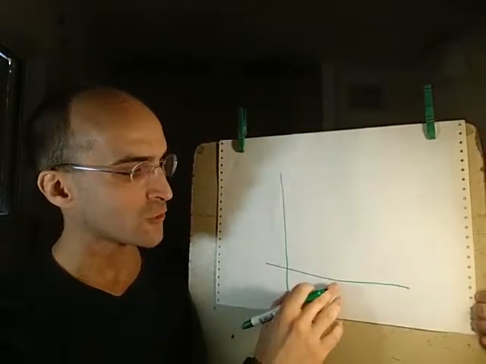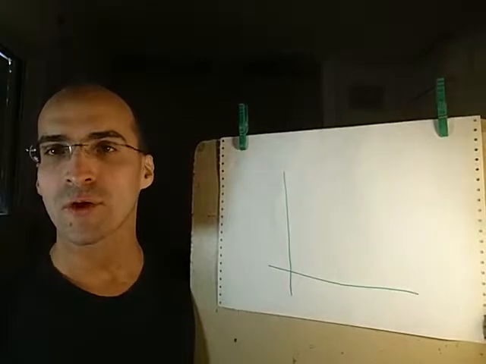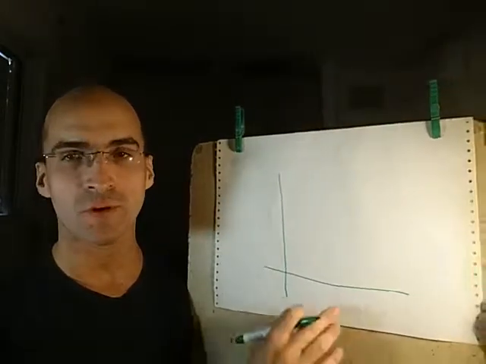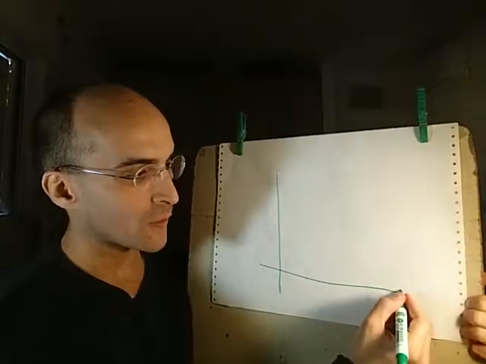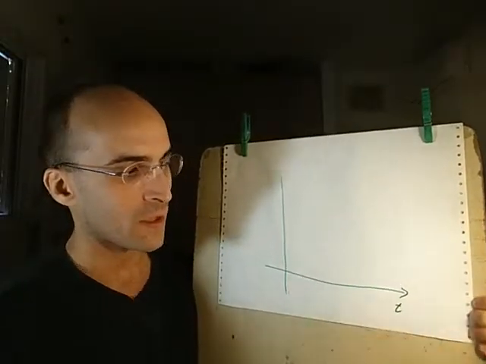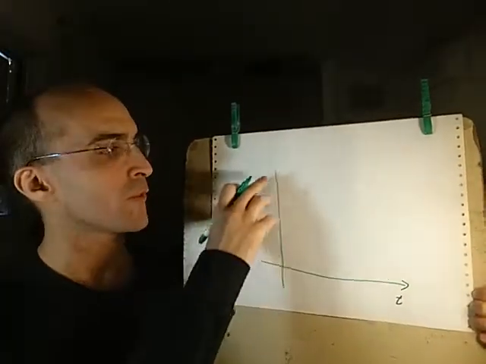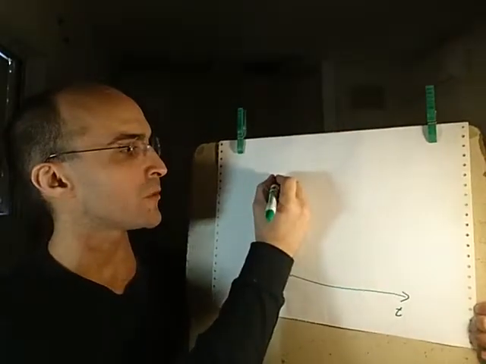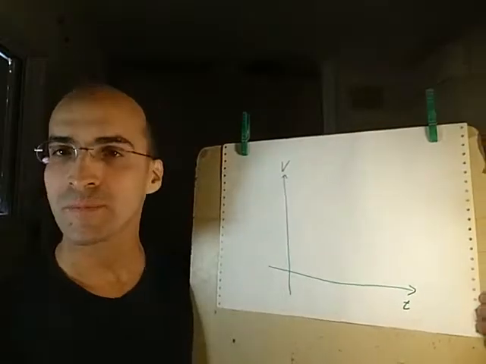Now, how would you use the horizontal axis? For which dimension? What would you use it as? Which variable? I would use the time, t. And which variable would you use for the vertical axis? I would use the variable v for velocity.